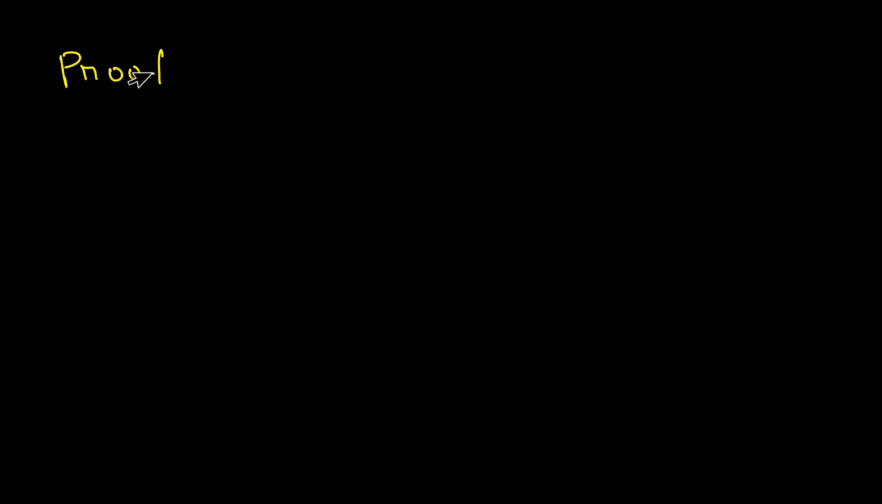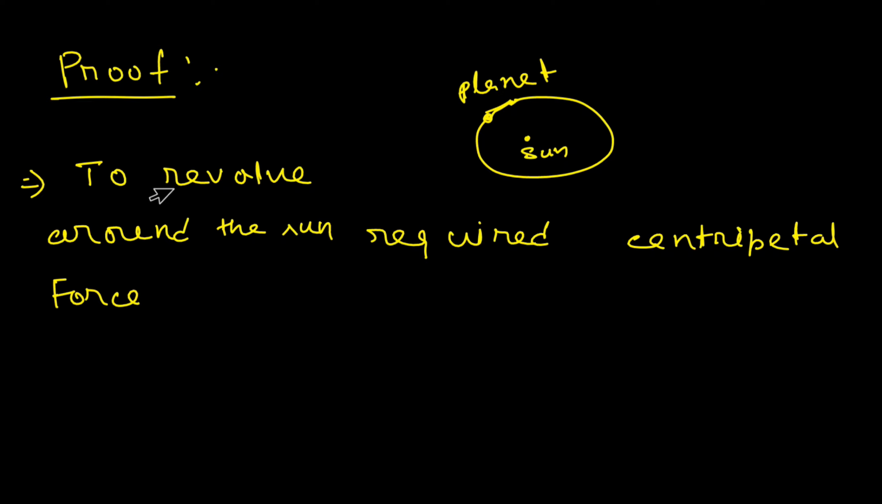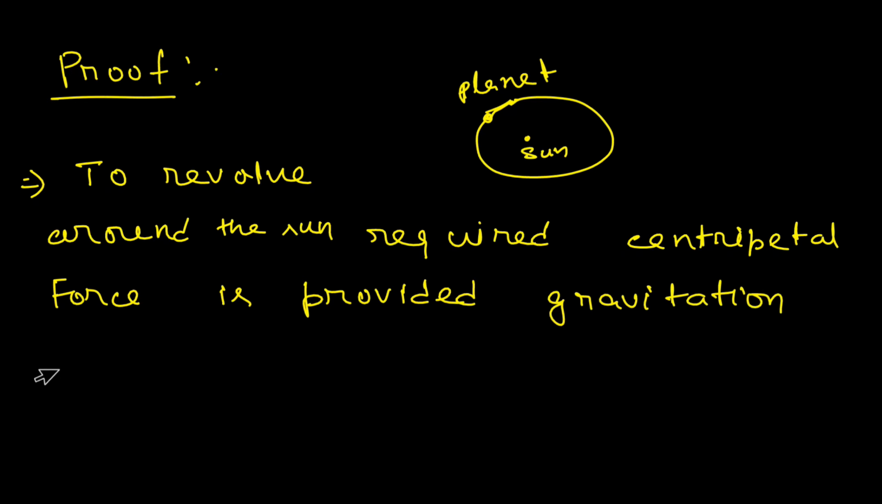Now let's prove this law. We know that the planet revolves around the Sun, and for the planet to revolve around the Sun, the required centripetal force is provided by the gravitational pull of the Sun. So gravitational pull is equal to centripetal force.